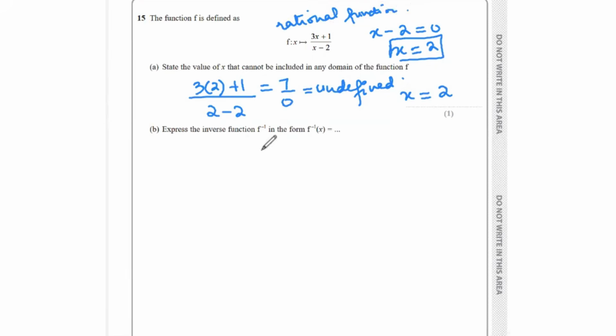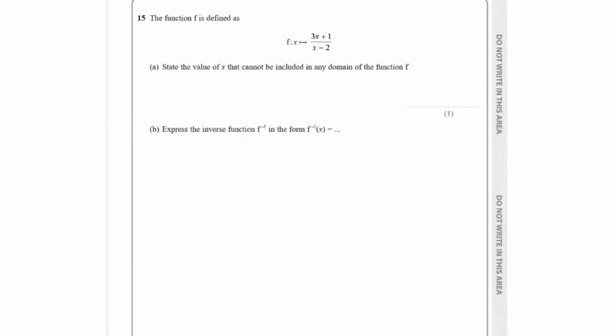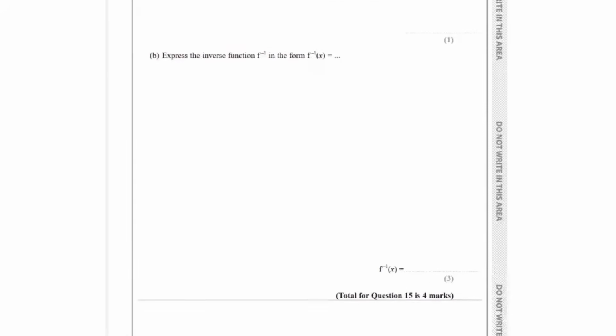Then it says express the inverse of the function in the form of f inverse x equals to something. So for that, f of x is 3x plus 1 over x minus 2. So first, replace the f of x with y. This is what we have.